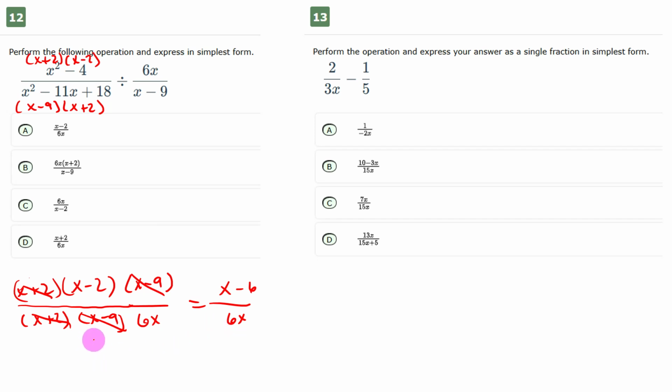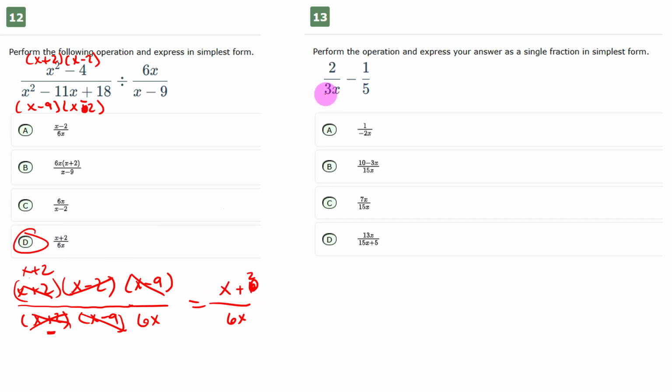Oh, I did that wrong, didn't I? This has to be minus. I need them to multiply. Negative 2 times negative 9 is positive 18. So the x minus 2's cancel out. And then I'm left with x plus 2. Why did I write 6? All over the place. So x plus 2 over 6x.